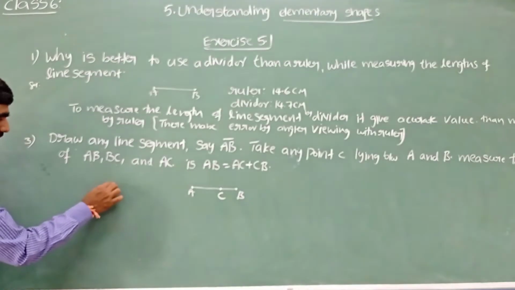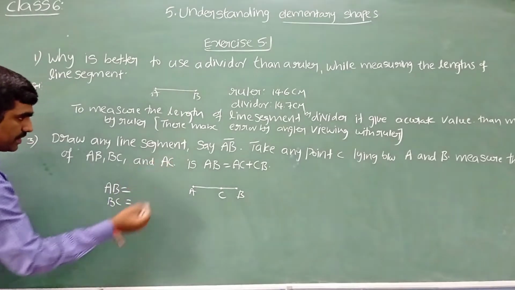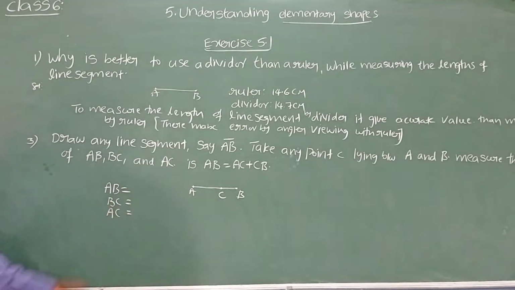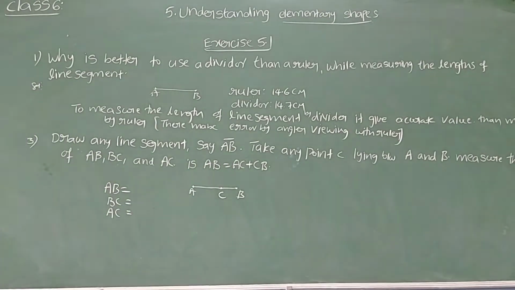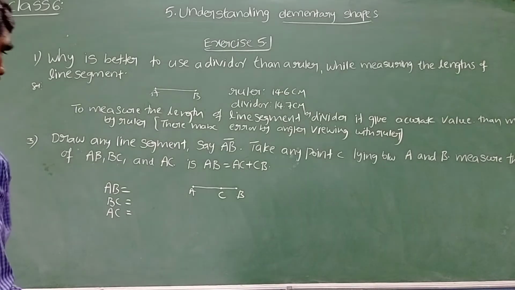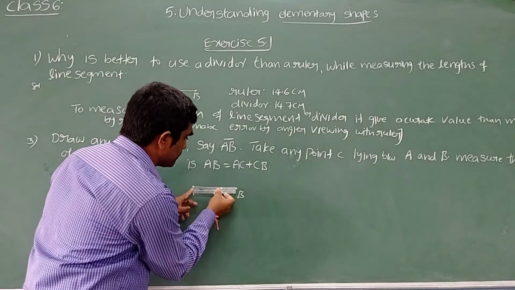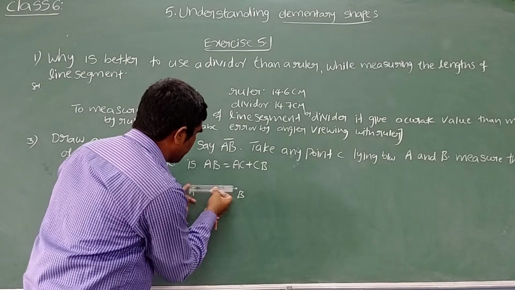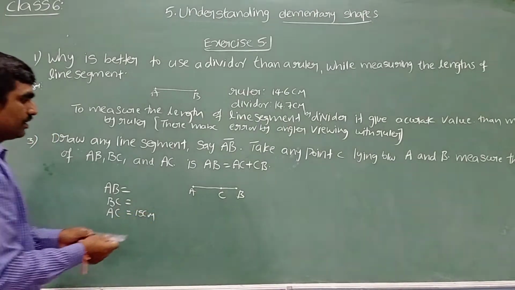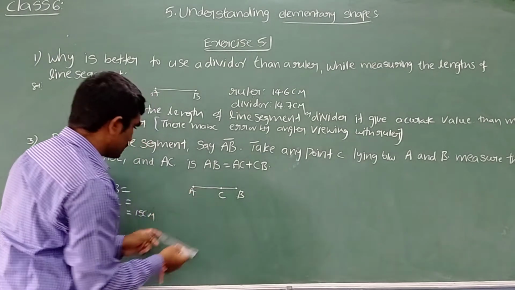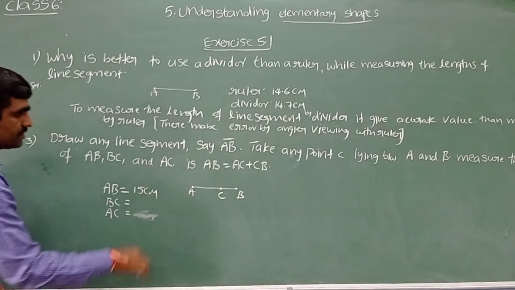We have to measure the length of AB, then BC, then AC. Then we can see whether we get this answer or not. Let us measure this using a ruler. First we measure the length of AC. Sorry, not AC, AB. I can see AB is exactly 15 centimeters.